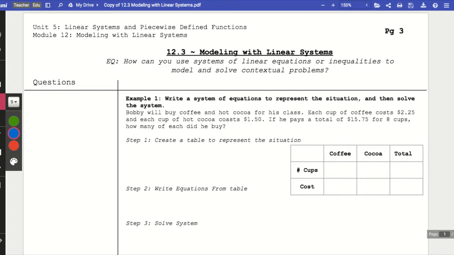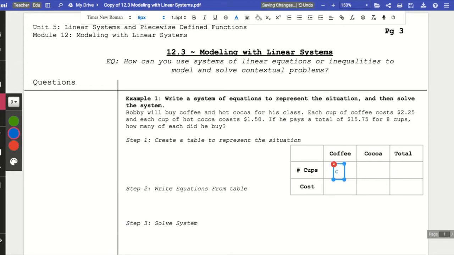So to solve this, we're going to create a table. This isn't like an input-output table. This is really like the verbal expression. We're just going to put it in table form so that we can see patterns start to emerge. So cups of coffee, we're going to represent by the variable C. This makes sense because C is for coffee. And then hot cocoa, we're going to represent by H. And I know that the number of cups, if I add C and H, is going to equal 8, right? Because Bobby bought 8 cups.